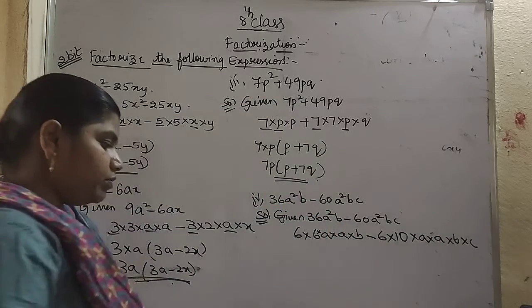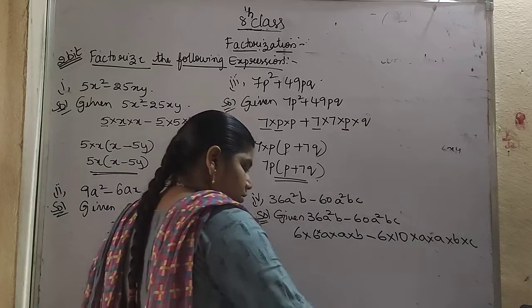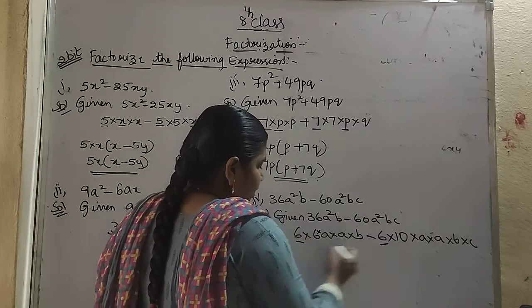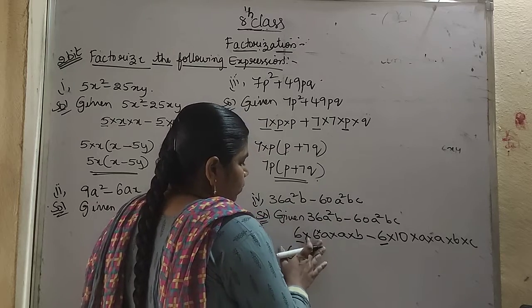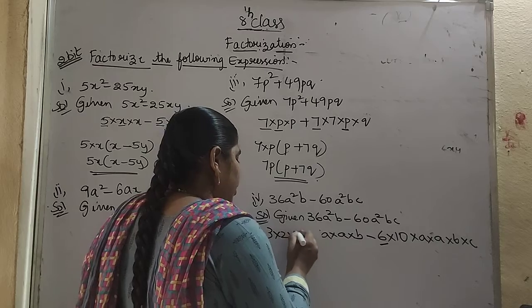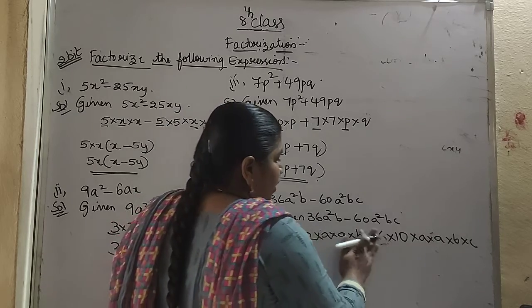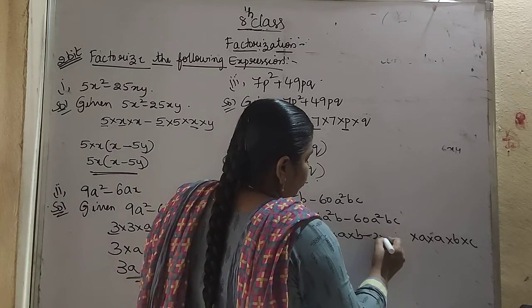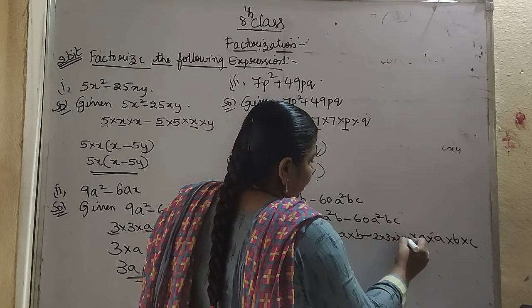So what are the common terms here? The common term for this is 6. We can write this 6 as 3 into 2, and 6 into 6 as 3 into 2 into 3 into 2. In prime factors I wrote. Here also I am writing in prime factors only, that is 2 into 3 into 2 into 5.